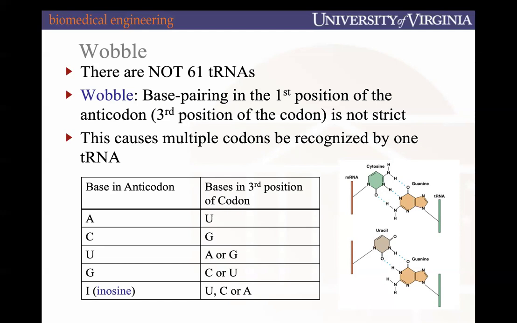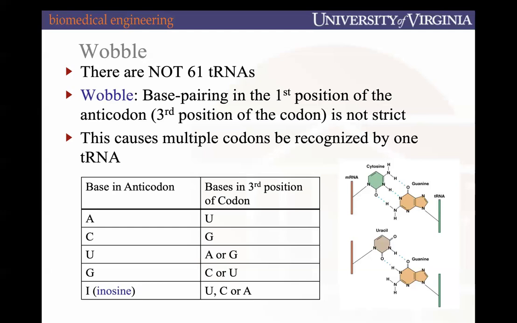Within the anticodon, there's a really unique quality, specifically of one of those bases. As I mentioned before, we have one transfer RNA for every amino acid. But we don't have 61 possible transfer RNAs, even though we have 61 possible codons. So what's important to know is that there's some flexibility within one of those bases on the anticodon. It's the first base within the anticodon. We call that the wobble position.